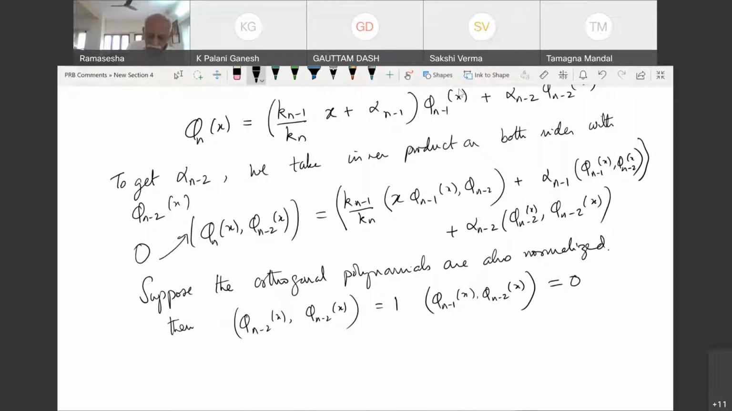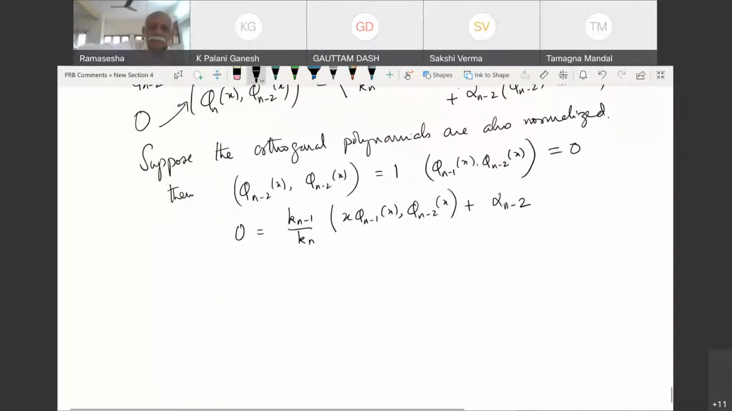So I have 0 equal to Kn minus 1 upon Kn times the inner product of x Pn minus 1 x comma Pn minus 2 x, plus alpha n minus 2. Is it clear? Okay? Is it okay? Yes, sir.